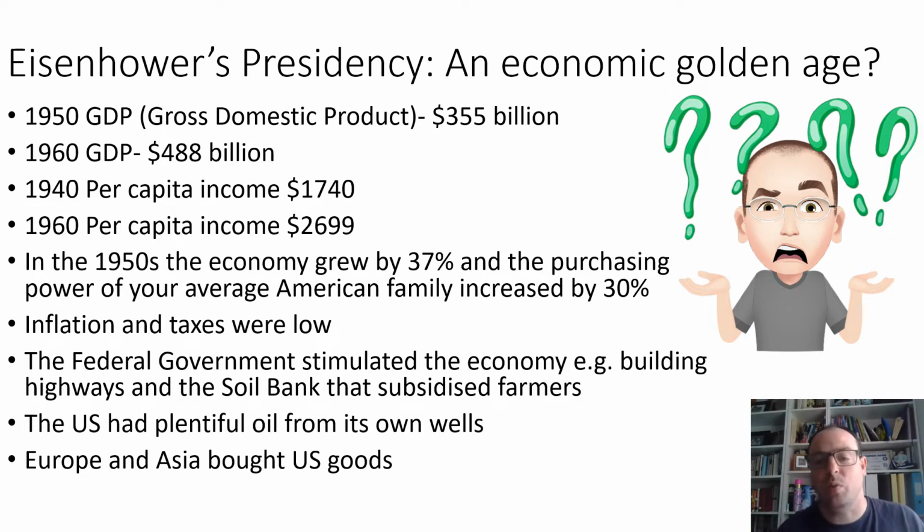I mean, the next one, I'm not sure I can get the figures from 50, but the per capita income in 1940 was $1,740. So that's how much money in an average year that an American would earn. In 1960, it had gone up to $2,699. So we've seen almost $1,000 per capita increase in income. So this would suggest we're going to see an American population that was far, far better off.